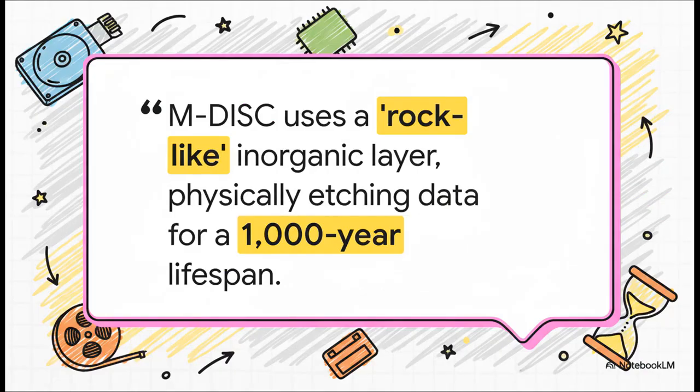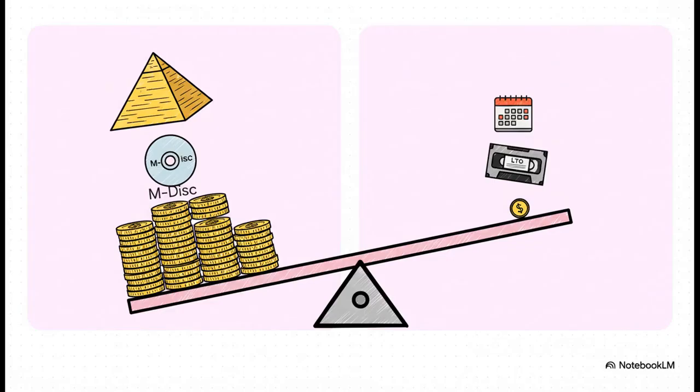So you've probably heard of disk rot, right? Where old CDs and Blu-rays just stop working. That's because they use an organic dye layer that degrades over time. M-DISC is different. As this quote says, it uses a stable, rock-like, inorganic layer. The laser isn't just changing the color of a dye, it is literally physically etching your data into this material that's rated to last for 1,000 years. So, what's the catch for that incredible 1,000-year lifespan? Well, it's cost. As you can see, the M-DISC media itself is pretty pricey per terabyte.